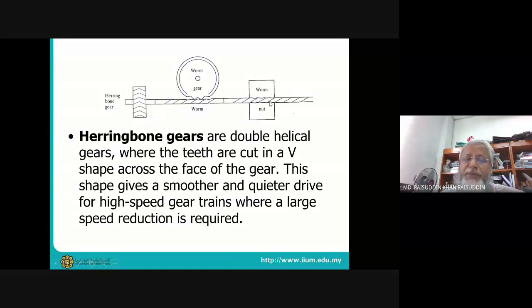So this is for safety purposes. When we design the lift, in the lift the motor is connected with this assembly, so that if for some reason the motor fails, the lift head will not fall.